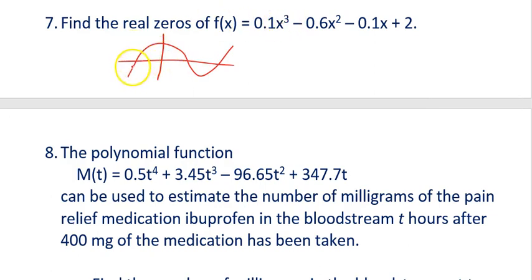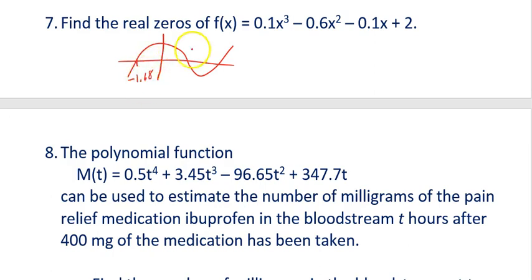And then you use your calculator by doing second calculate the zeros. And you have to do the left bound and right bound, so you have to be on the left side of the point and the right side of the point. And then you can hit enter. And this first one ends up to be negative 1.68.